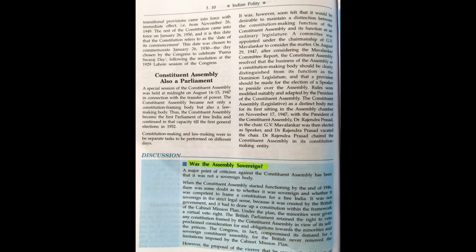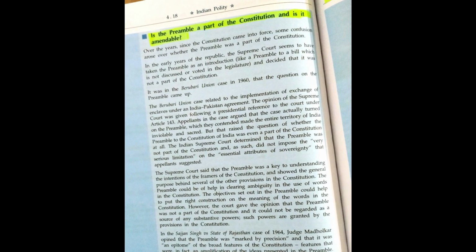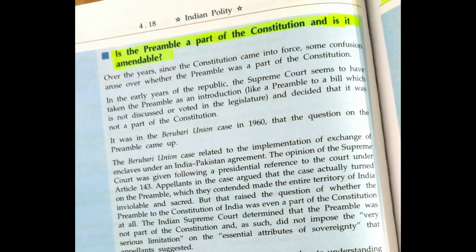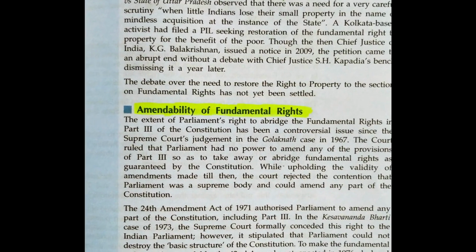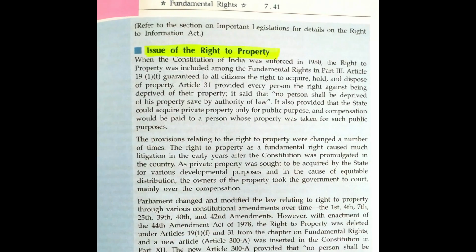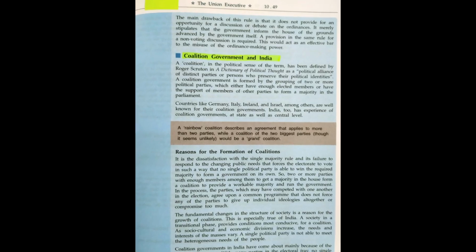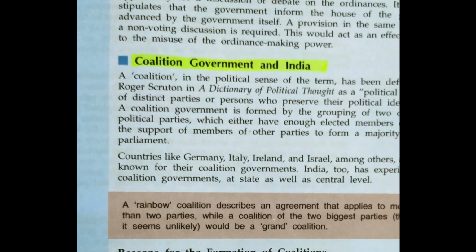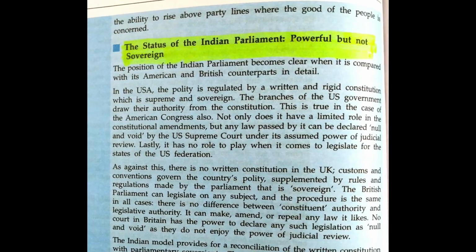Some examples: a discussion on whether the Constituent Assembly was sovereign in Chapter 3. The informative discussion after Chapter 4 on whether the preamble is a part of the Constitution. Topics such as the amendability of fundamental rights and the issue of right to property and how useful are the fundamental rights at the end of Chapter 7. A critical discussion on coalition governments, veto and ordinance-making powers of the President at the end of Chapter 10.